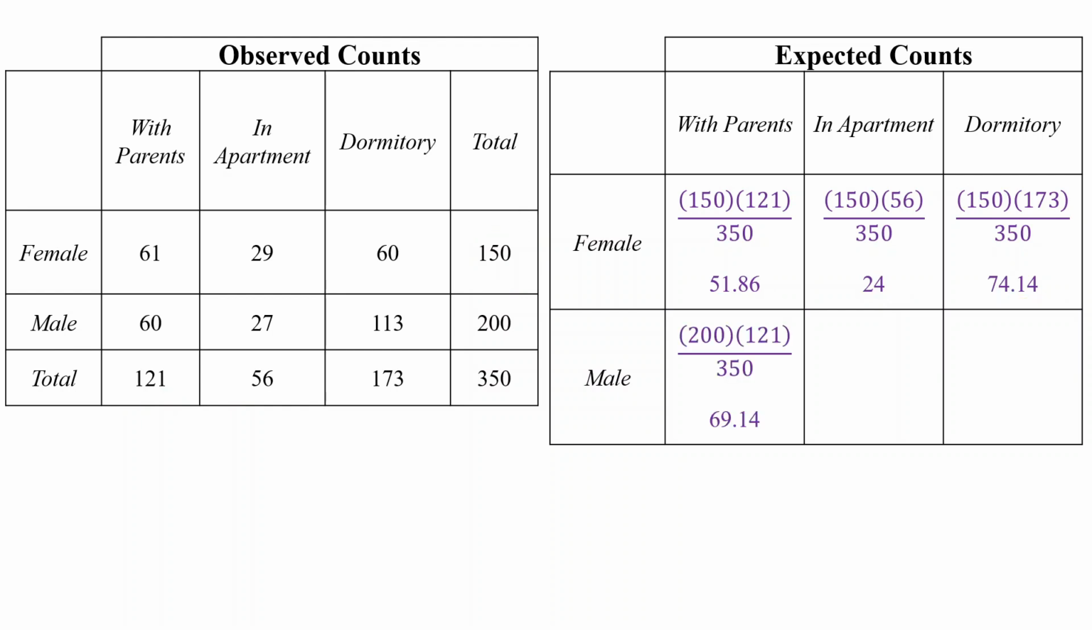So we're going to do the same thing with males. For males with parents right here, the row total was 200 and the column total was 121. So we multiply those, divide by 350 to get 69.14. You'll also notice if you add up the 2 expected counts in the column, you will get 121. You'll get that column total as well. But you continue doing that until all of your expected counts are filled.